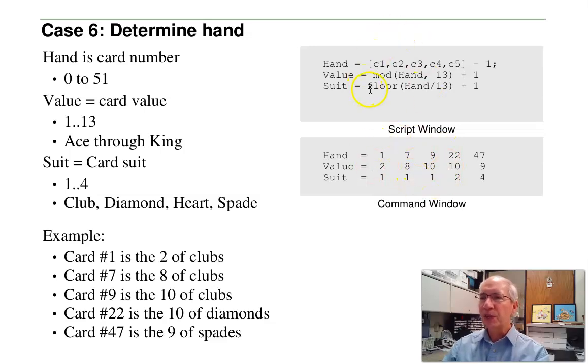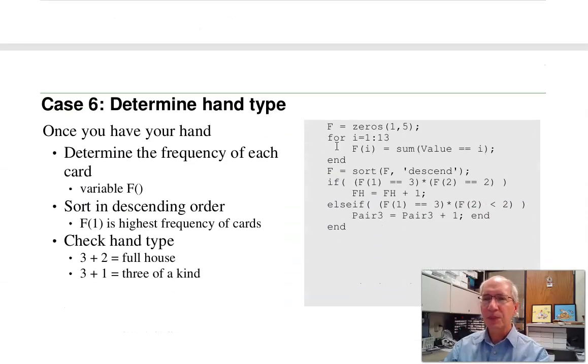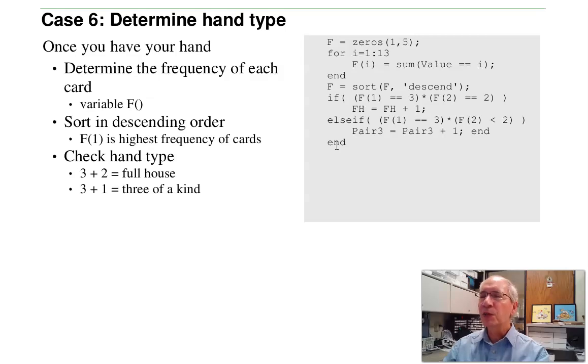Okay, once I go through every combination and I know what each hand is, what the value of each card is, what the suits are, I can check for different things, like straights, flushes, 3 of a kind, and so on. Let's just look for full house and 3 of a kind. To do that, I want to look at the card's frequency.